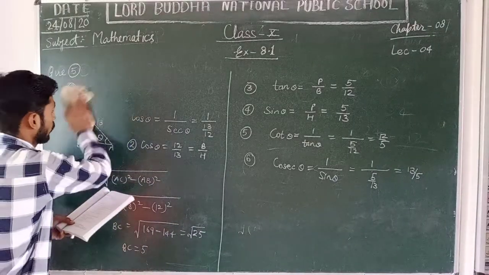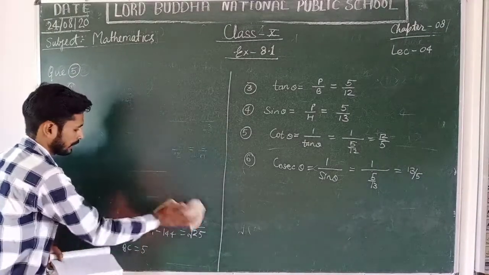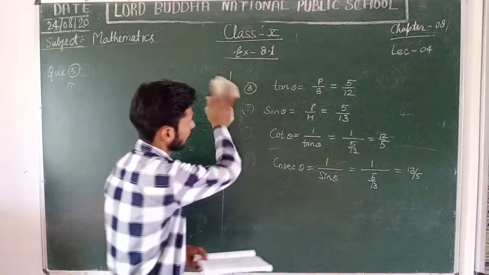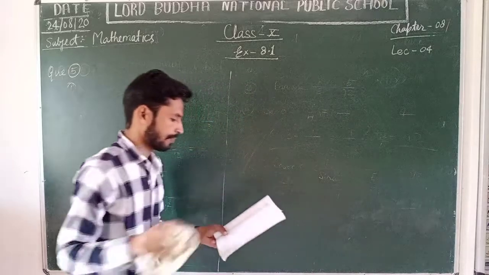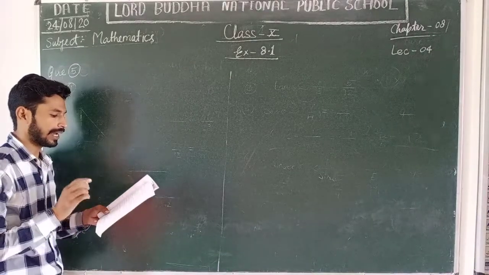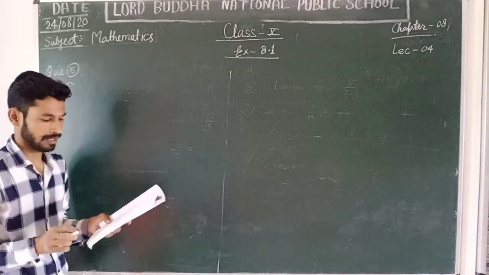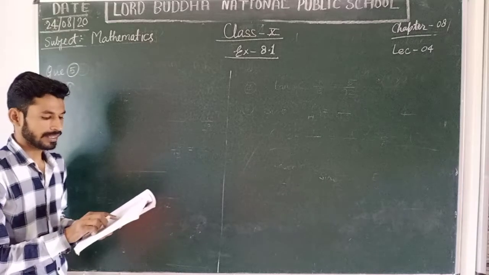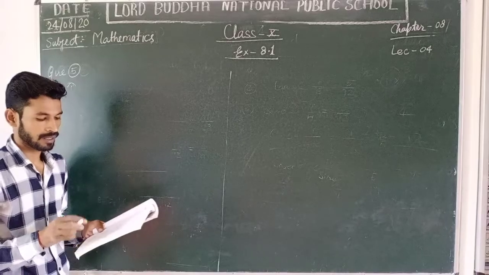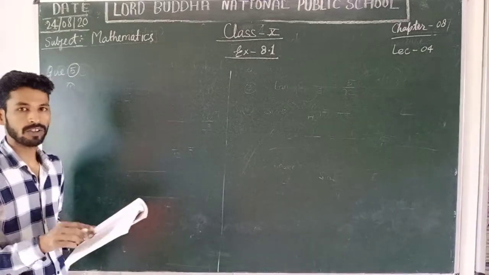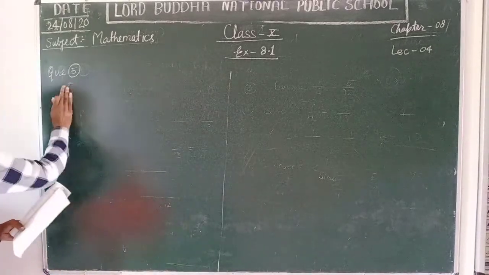Now we are going to solve question number 6. In question number 6, it is given that if angle A and angle B are acute angles such that cos A equals cos B, then angle A equals angle B.